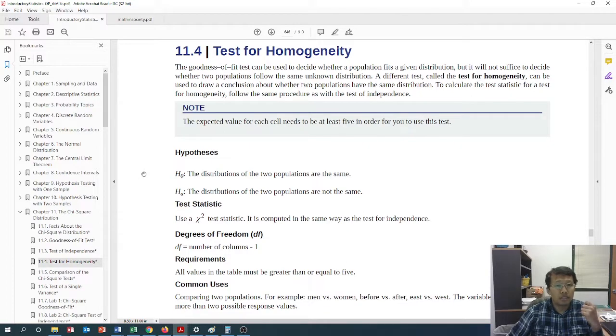Talking about the chi-square test for homogeneity. Before talking about homogeneity, let's talk about goodness of fit and test of independence. Goodness of fit, we used to use that test to decide whether a population fits the given distribution or not. And in test of independence, we try to see if two different variables are independent or dependent.